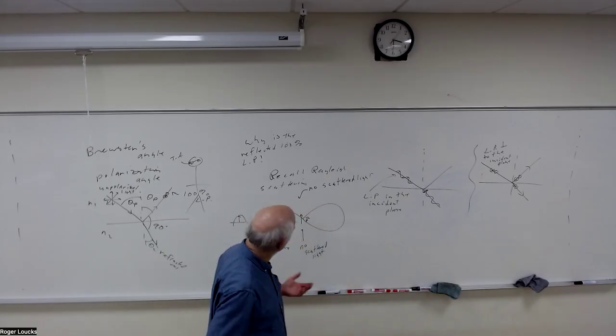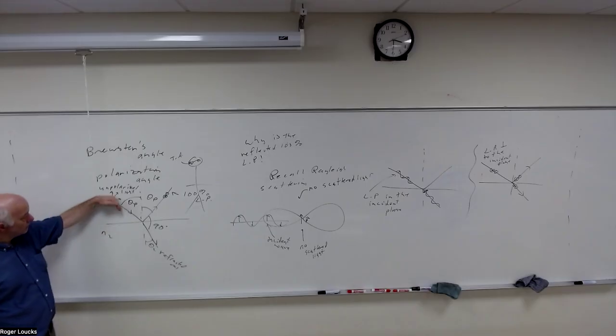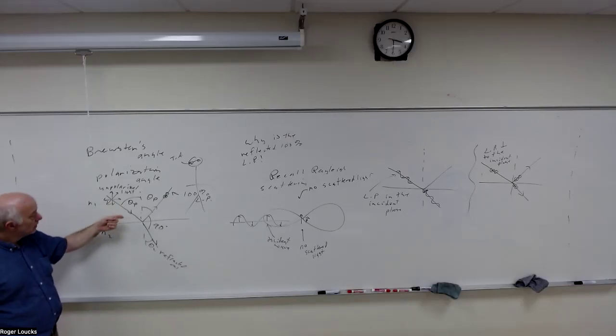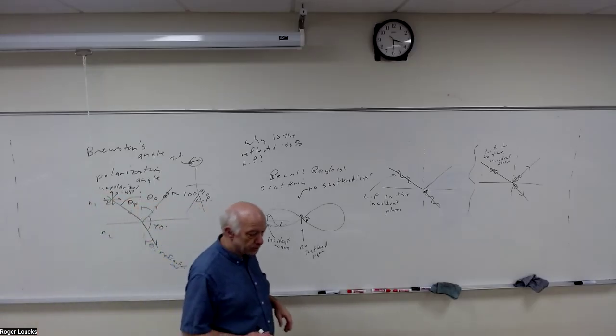Okay, so what you can do is, any incident unpolarized light that's coming in, I can always break it up into a part that's parallel to the plane, that's within the plane of incidence, and a part perpendicular to the plane of incidence. And any of the part in the plane of incidence does not get scattered.